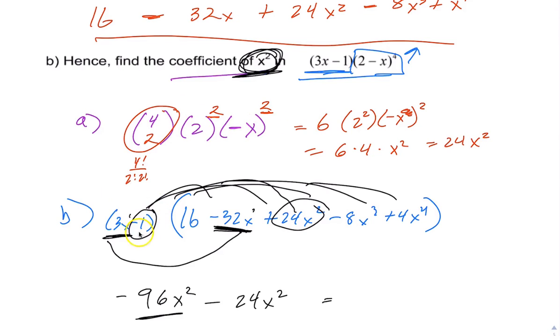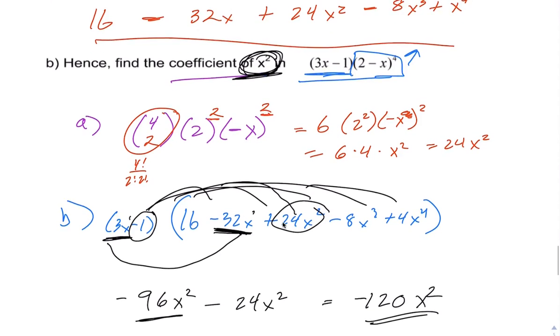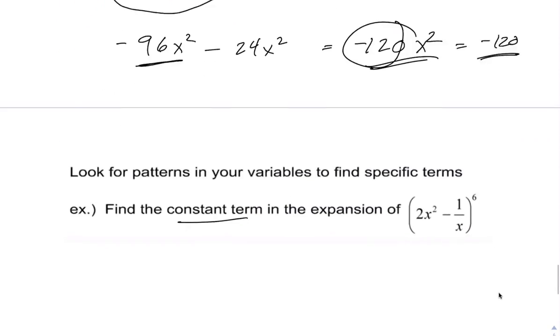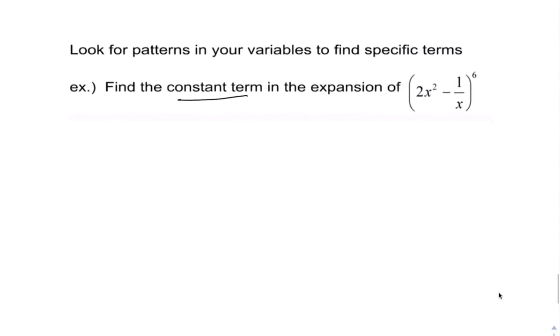So when I multiply 3x by this term, they multiply to give me x squared, which is all I care about. When I multiply negative 1 by the x squared term, that gets me x squared, which is all I care about. You add these two together, and you get negative 120x squared. And that'll be the answer to that one. Actually, I'm a little off. It just wants the coefficient. The coefficient is just this number right there, so my answer is actually negative 120. If they wanted the term, that would be the whole thing. But the coefficient is just the number in front of it, the constant in front of it.